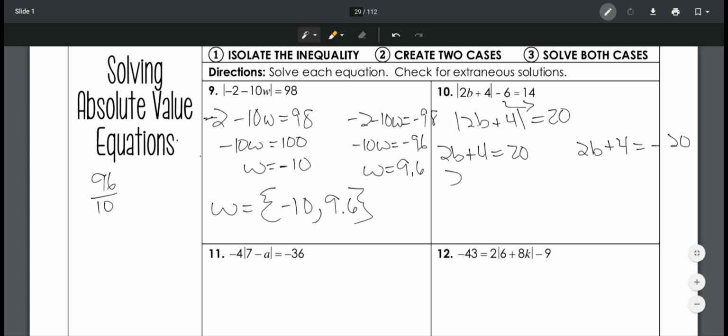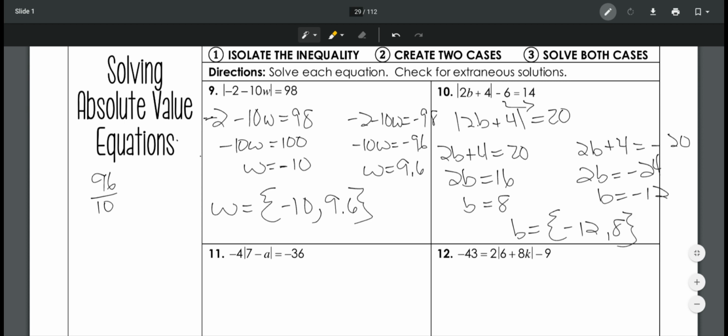Now I'm going to solve both of these. I'm going to subtract 4, and I'm going to divide by 2. I will subtract 4, and I will divide by 2. So my answers for b are negative 12 and 8. If you plug both of those back into the original absolute value equation, you will find that the left sides and the right sides balance.